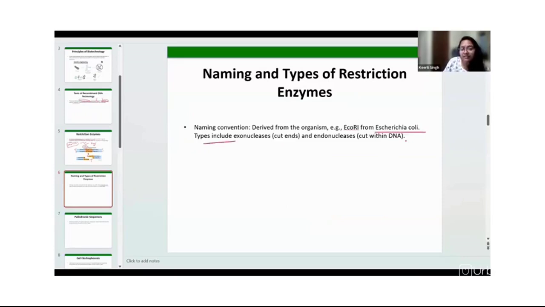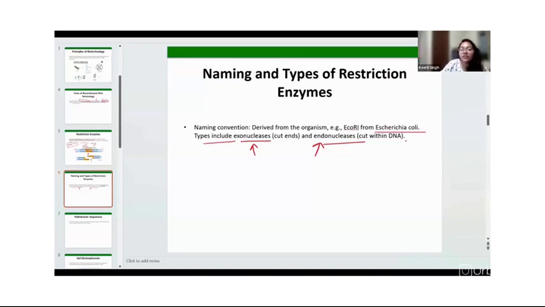And these restriction enzymes are actually of two types, exonucleases and endonucleases. Exo means outside, endo means inside. It means one will cut the DNA within the DNA molecule, inside, and the other will cut at the end.